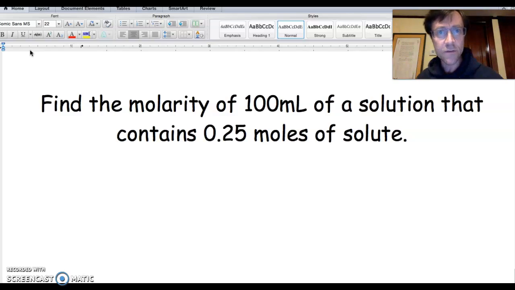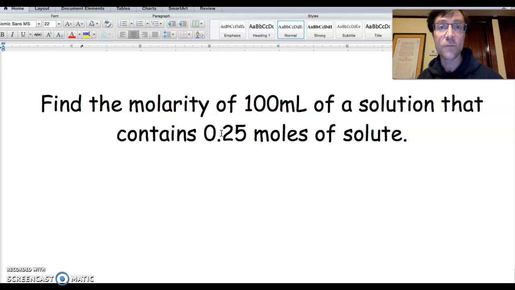So here's the first one. The first one is saying find the molarity of 100 mils. See how we're starting out with milliliters, and you know that's wrong, but you're also just going to go 1, 2, 3. Okay, so it's 0.1 liters. Easy. I'm going to start over now. Find the molarity of 100 mils of a solution that contains 2.5 moles of solute.